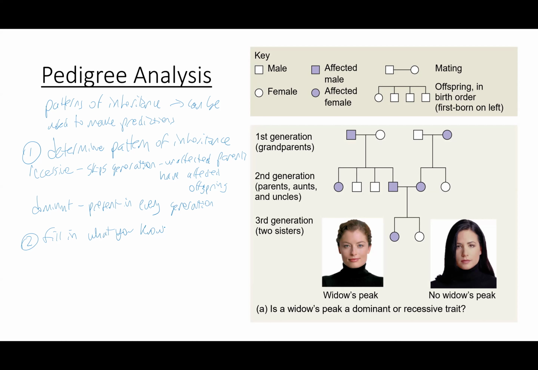We're going to start with one here where I'm just going to tell you. So widow's peak, you're doing this in lab too. Widow's peak is dominant and not widow's peak is recessive. So all these individuals who have a widow's peak are expressing the dominant trait. Now, what do we know about their genotype? If they have the dominant trait, the dominant phenotype, what do we know about their genotype?